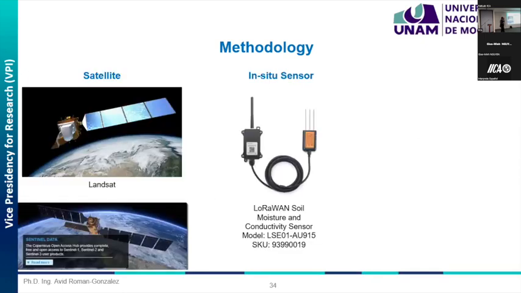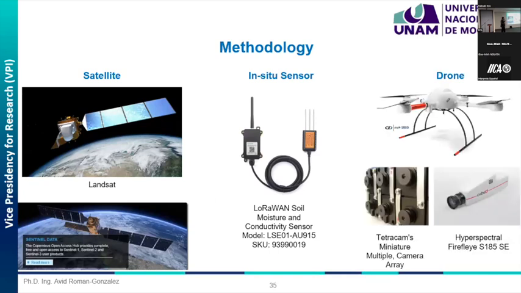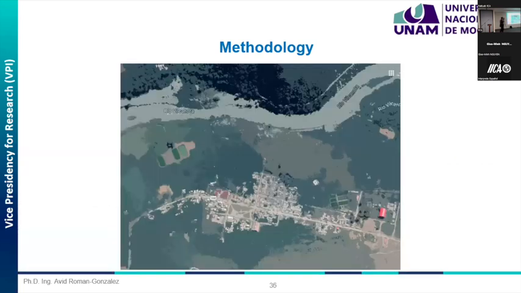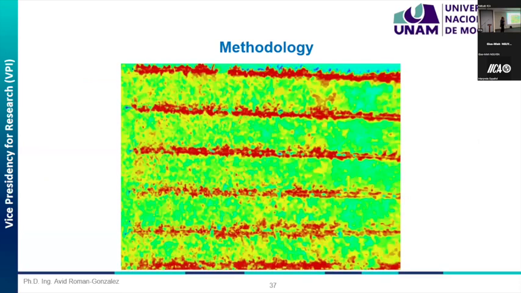In terms of data, we use Landsat images. We can also use the PeruSAT images and combine them with the Landsat images to try to improve the spatial resolution. In terms of in situ sensors, the idea is to use the LoRaWAN soil moisture and conductivity sensor, and a drone with two types of cameras, multispectral and hyperspectral cameras, and try to classify the images using neural networks.